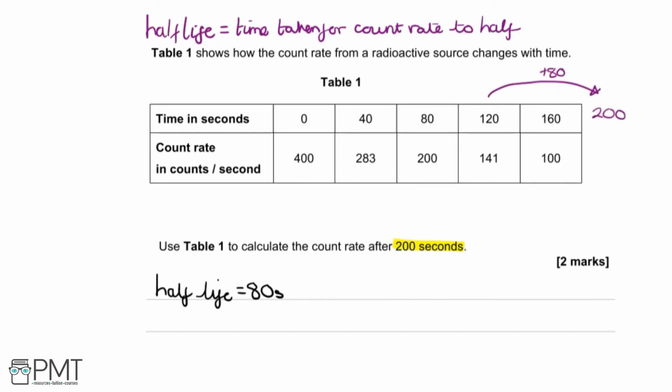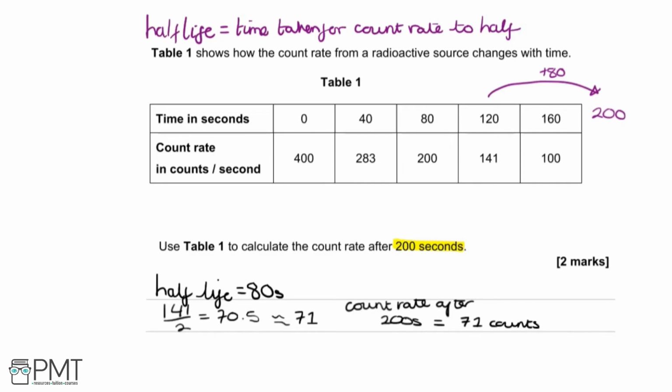If the half-life is 80 seconds, that means that the count rate at 200 seconds is going to be 141 divided by 2. This is equal to 70.5 or approximately 71. So the count rate after 200 seconds is equal to 71 counts per second. We get 1 mark for stating the half-life and 1 mark for the final answer.